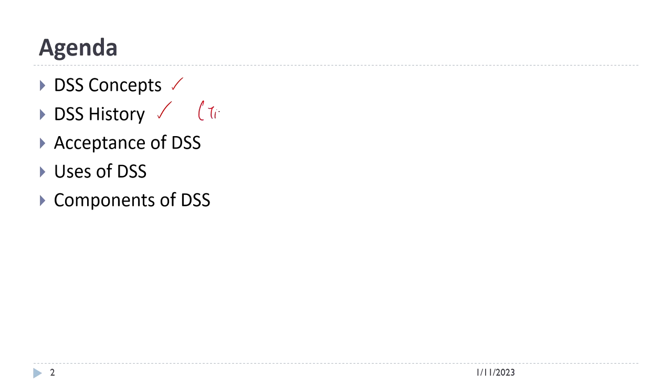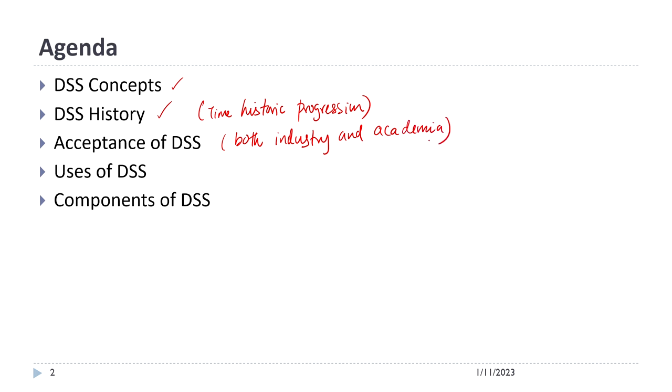So this time-historic progression is what we will be talking about in this one. Then the acceptance of DSS, both in industry and academia. We will be talking about the acceptance of the DSS in both areas. Then we talk about the uses of DSS. So, what, where and how the DSS is used. Those are the major aspects we will be discussing on this.